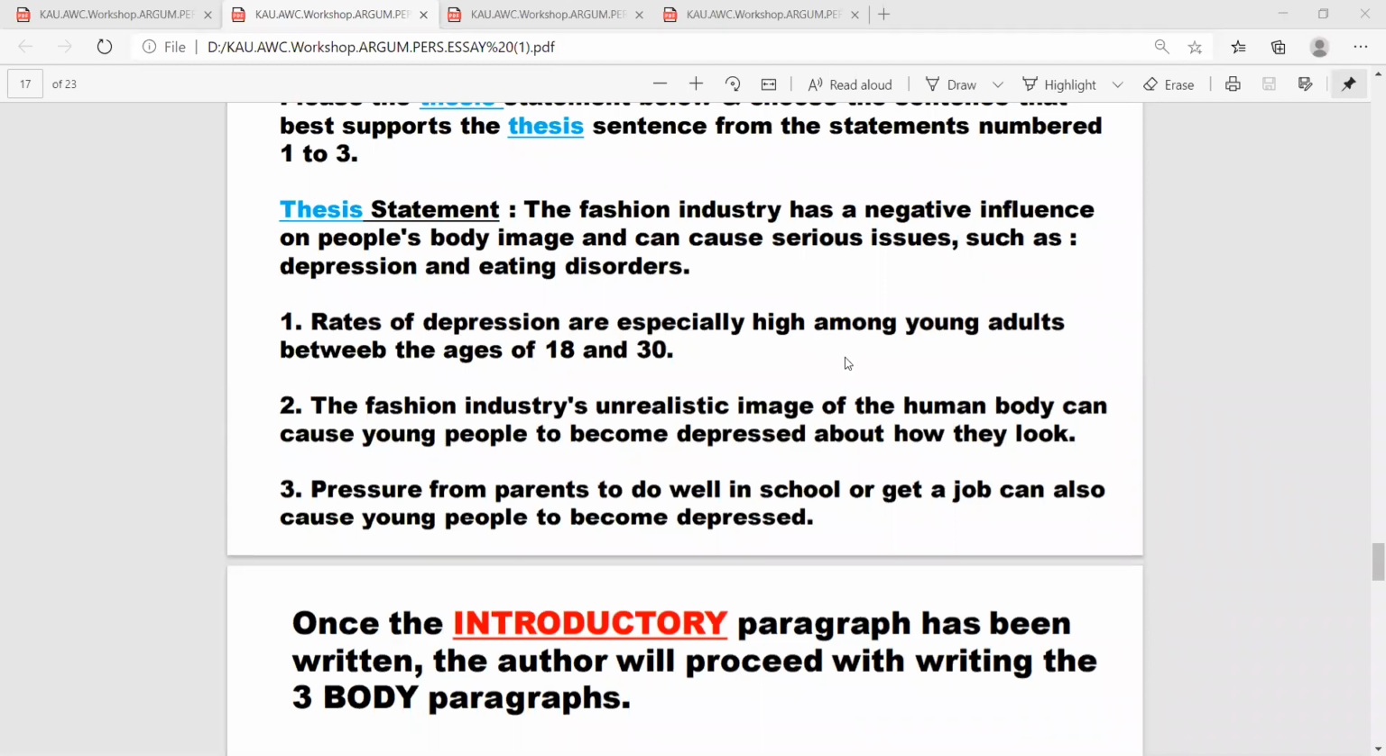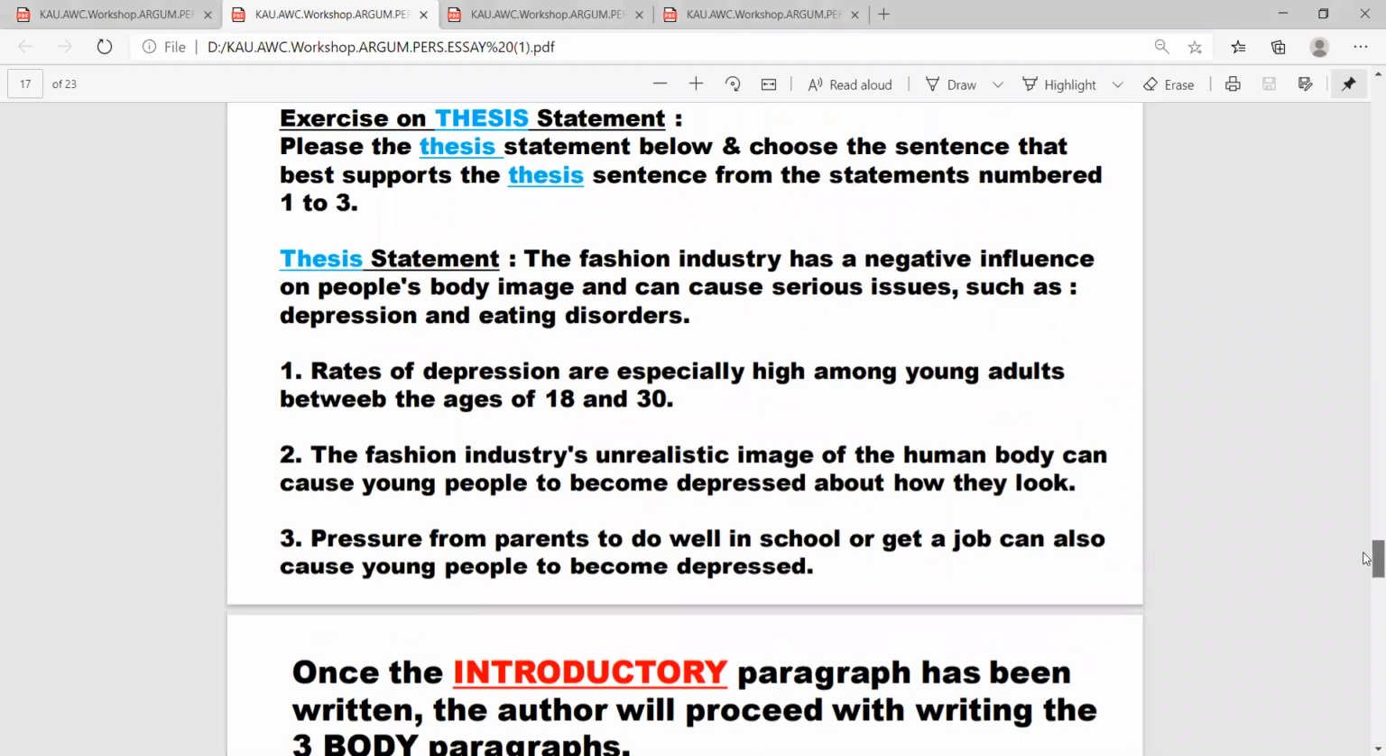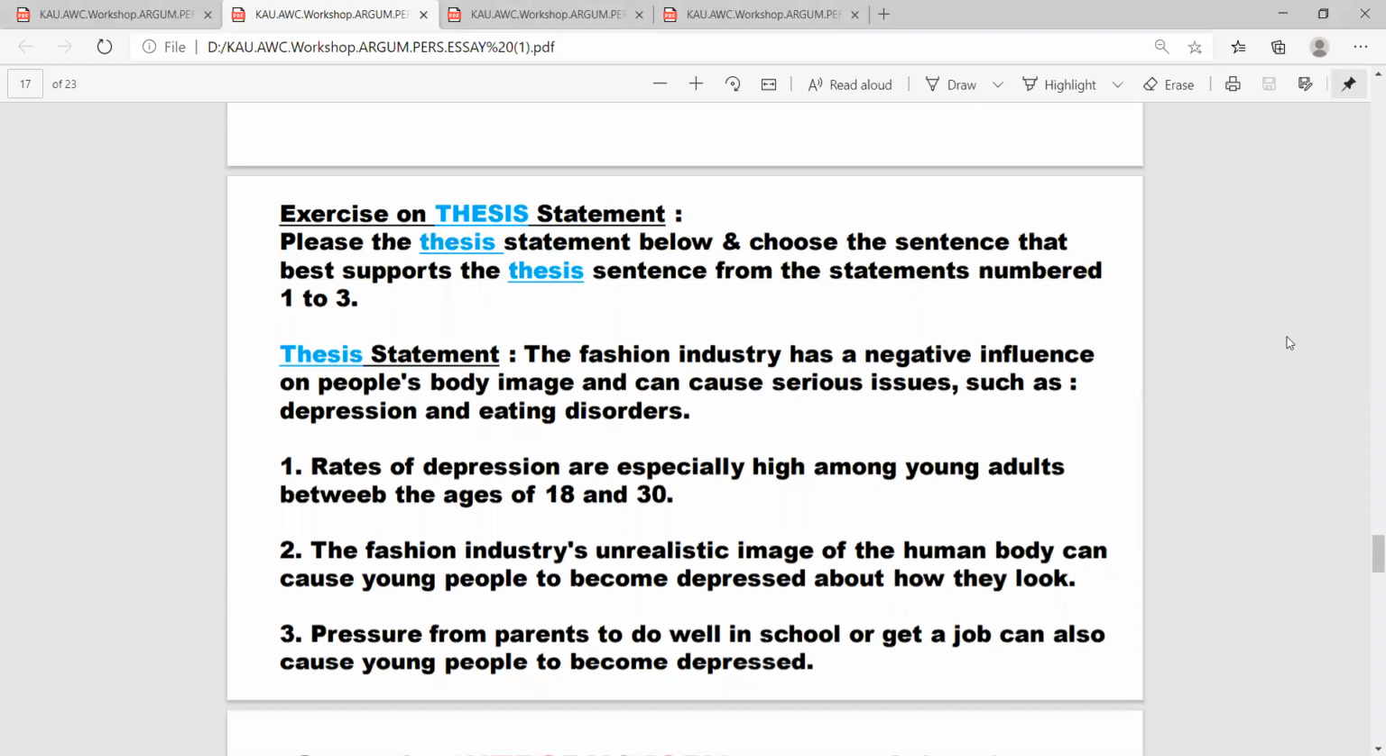Okay, ladies and gentlemen, again, what do you think is the best, since I've given ample time here, to consider the best supporting sentence to the thesis sentence? You are welcome to speak your answer. I don't know if anybody has written down in the chat box. I really can't find any comments there, unless I'm not looking in the right place.